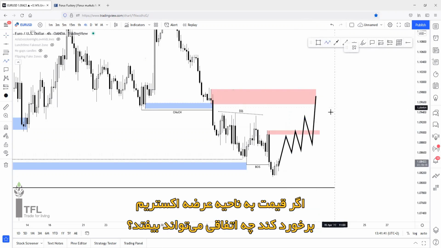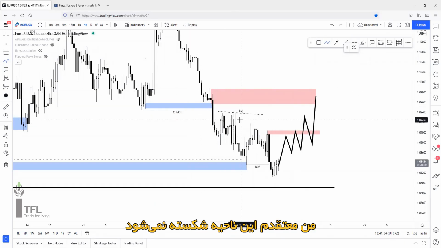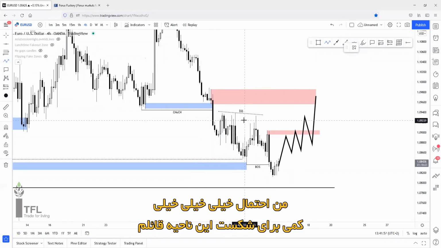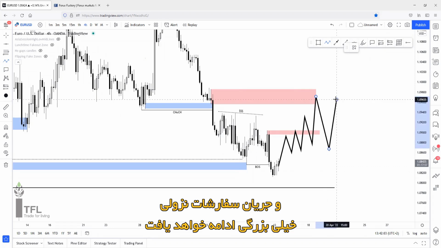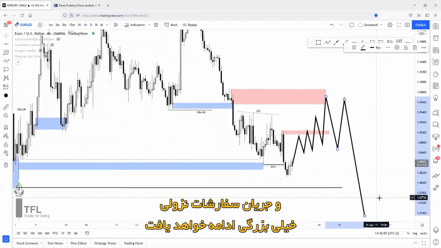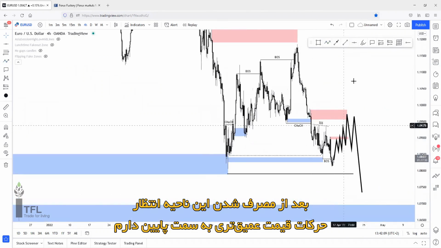Okay, what can happen if this supply zone, this upper extreme supply zone, is being tapped? For me, the only possibility that could happen on this supply zone is a change of character. I believe the break of this zone won't happen. I'm seeing really low possibility for the break of this zone. I believe the change of character will happen here, and the huge bearish order flow will be continued. So I'm expecting a deeper price action after mitigation of this zone.